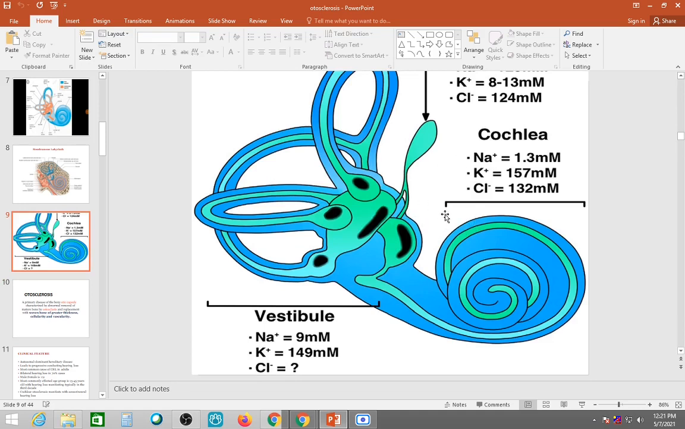So here the perilymph and the endolymph, both these organs carry fluid and continue to the cerebrospinal fluid. And how is it important? Since it carries all the electrolytes, it's very important.